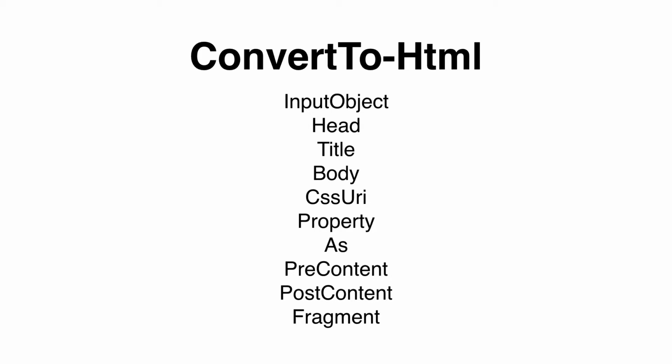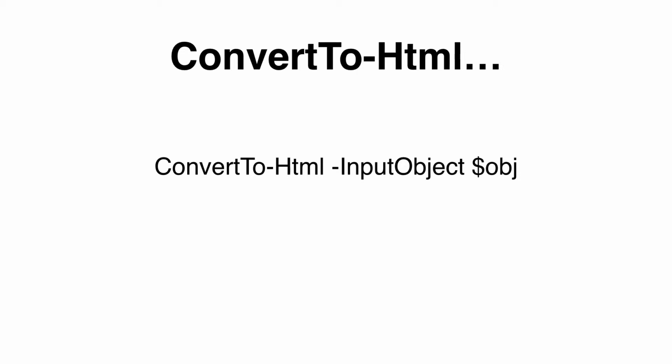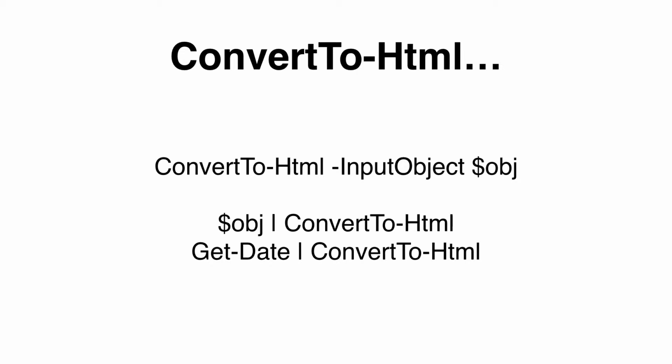If we use the Fragment parameter switch, the object will be converted only to a table without any other HTML formats like HTML, header, or body components. We can convert the object to an HTML with either specifying the object in the InputObject parameter, or we can pipe an object or a commandlet to the ConvertTo-Html commandlet.